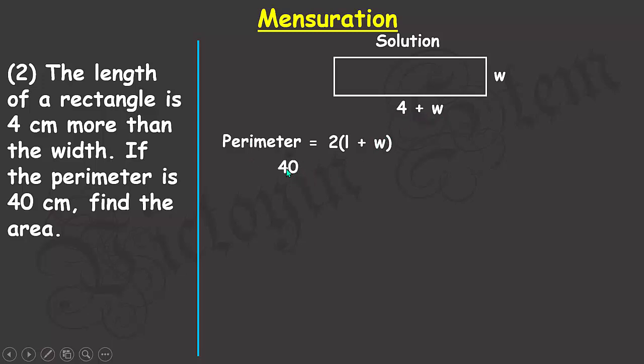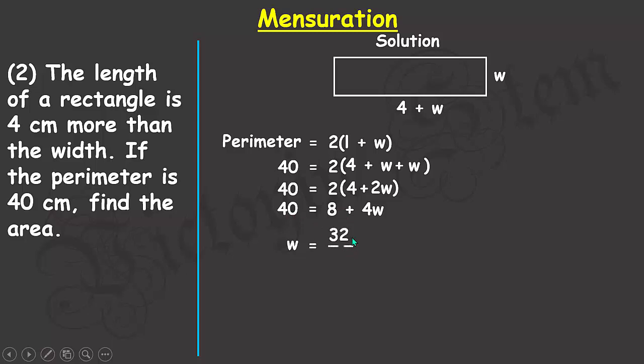So I'll have the perimeter 40 from the question. If the perimeter is 40 centimeters, 40 equals 2, I'll open a bracket, the length is 4 plus w, plus w, the width, and then I'll close the bracket. So 40 equals 2, open a bracket, 4 plus 2w, then close it up. Therefore, 40 equals 2 times 4 is 8, 2 times 2 is 4, so 8 plus 4w. Now, if I make w subject of the formula, it will be 40 minus 8, which is 32, divided by 4. W will now be equal to 8 centimeters.